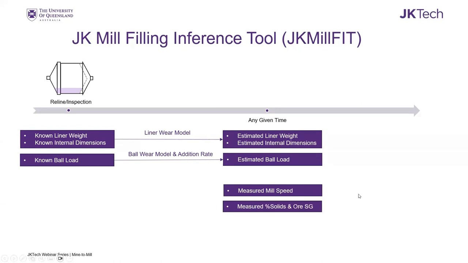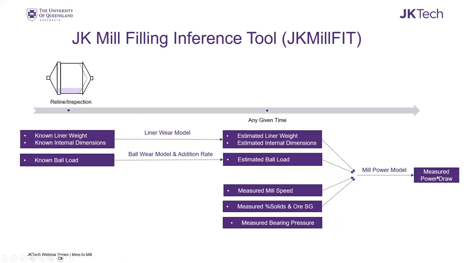We have the measured percent solids and RSG for that given time, and the measured bearing pressure, all of which feed the SAG mill power model to match the measured power draw. So we really infer the SAG mill filling. We match all the measured or estimated variables, or drivers of SAG power, to the same measured power by inferring the mill filling. We basically back calculate mill filling since the laws of physics apply every single second. So this is how the model can estimate the mill filling by inferring it at any time.